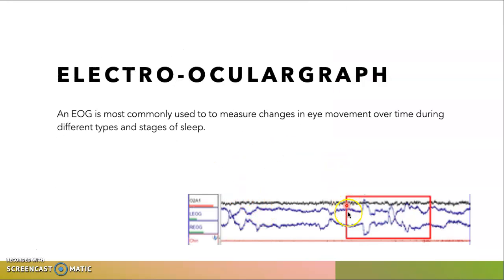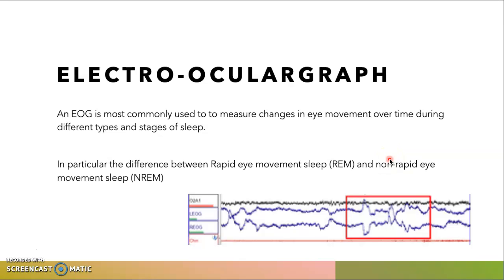So it's most commonly used to measure changes over time during different types and stages of sleep. In particular, what you're looking at is rapid eye movement sleep, or REM sleep, and non-rapid eye movement sleep. So these names literally refer to your eye movement. So when you're in REM sleep, your eyes are rapidly moving constantly. And when you're in NREM sleep, which we're going to look at in more detail when we do sleep, your eyes barely move at all.